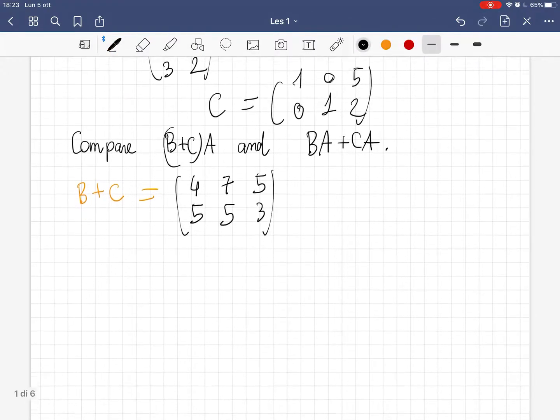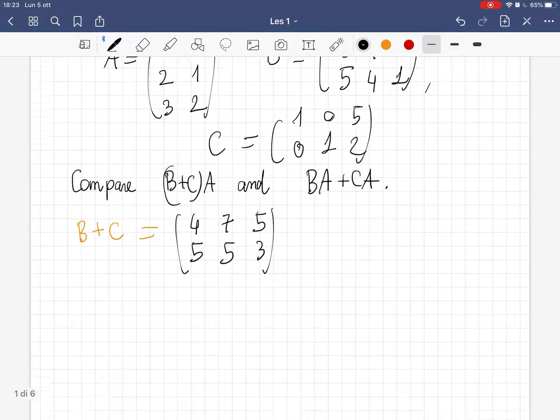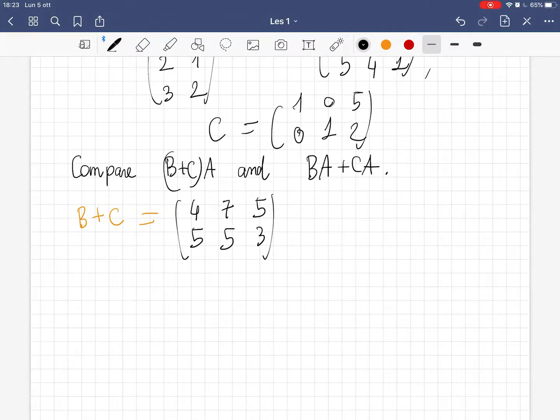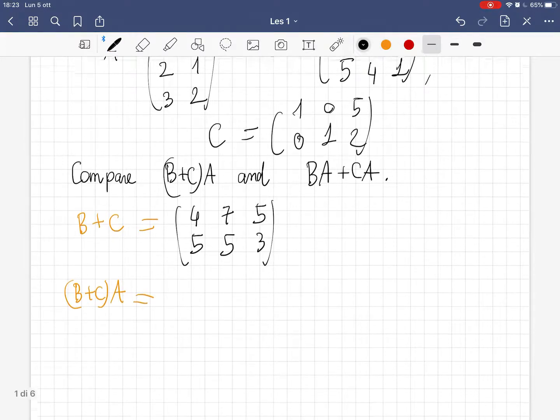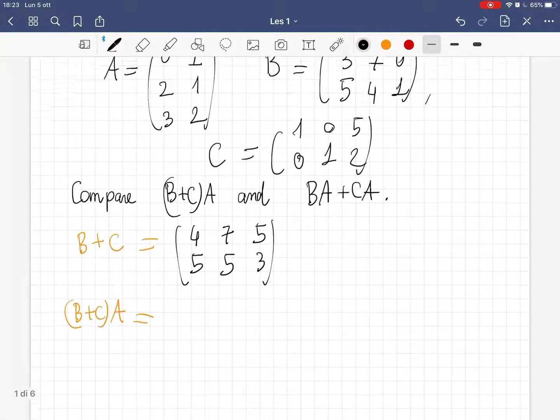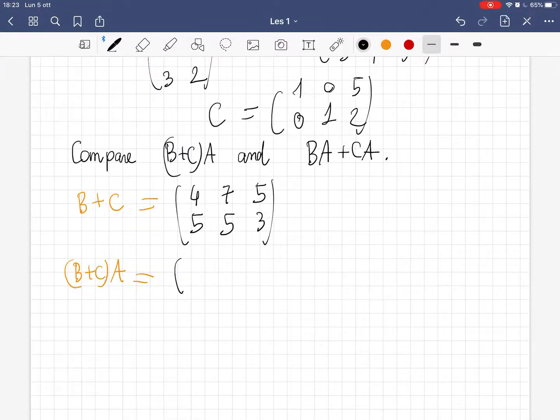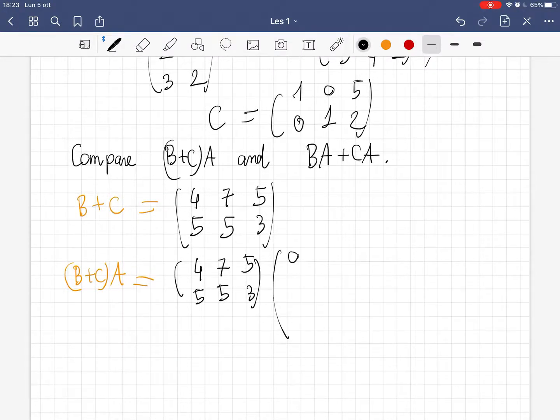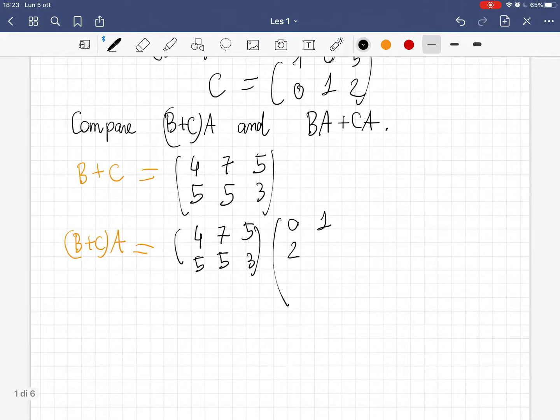So what about then B plus C times A? Well, let's do this. So what do we have to do here? Have to take this matrix 4, 7, 5, 5, 5, 3 and multiply with this other 0, 1, 2, 1, 3, 2.